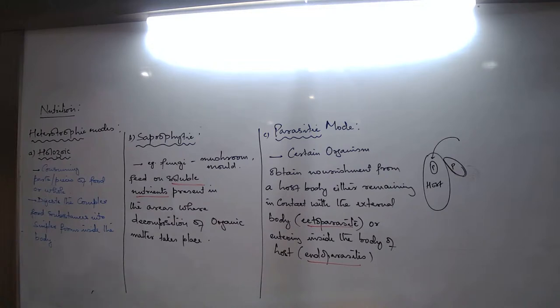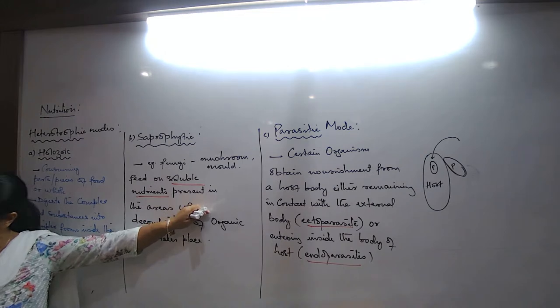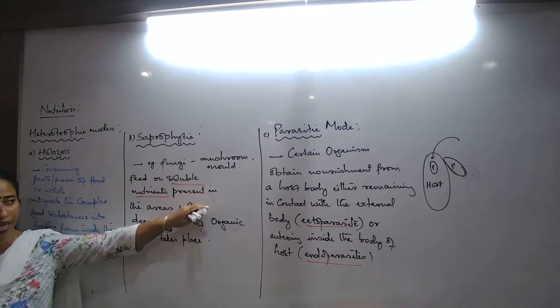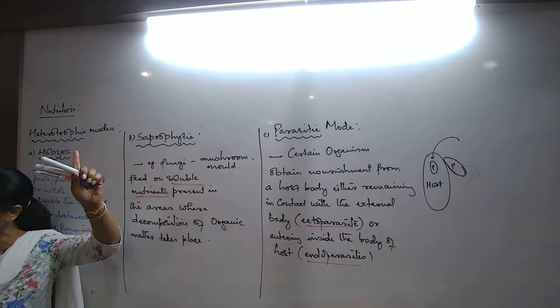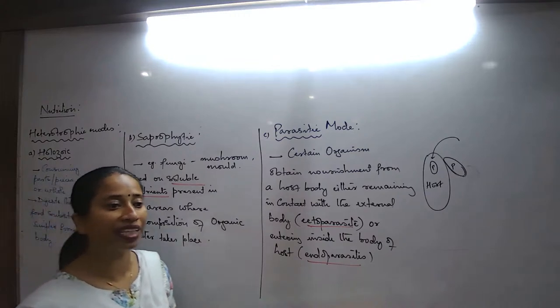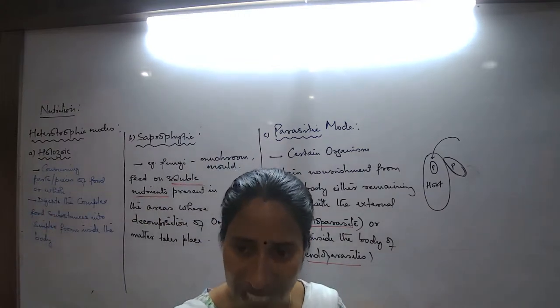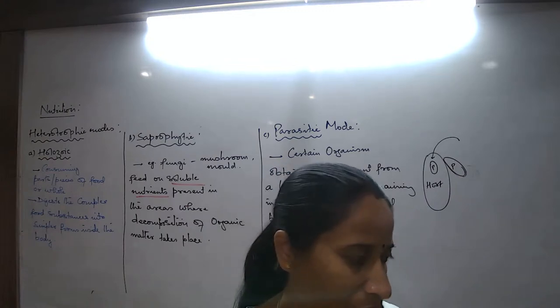This group of organisms is feeding on dead decomposing matter or organisms, and that is feeding on a live organism. We are talking about the host, which is a live organism. Say suppose I talk about the tapeworm entering into the body of the cattle. The cattle is still living, but still the tapeworms are developing in their intestine.